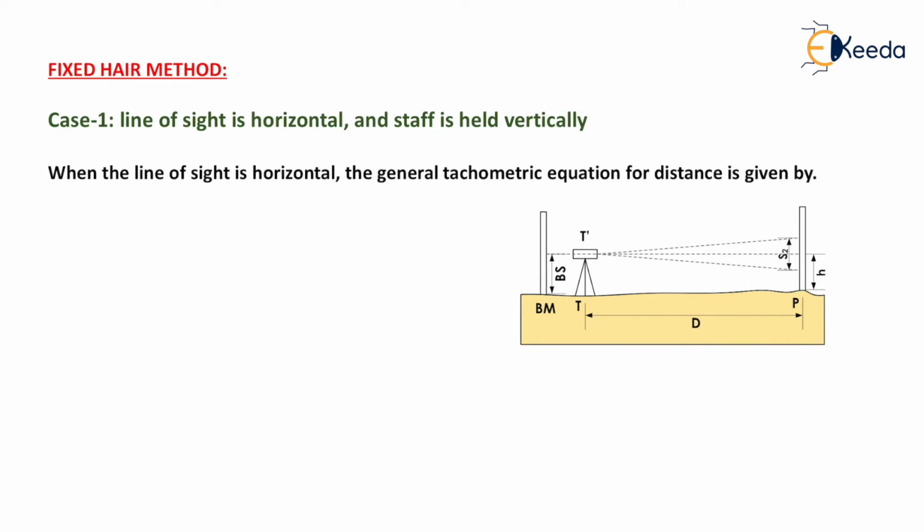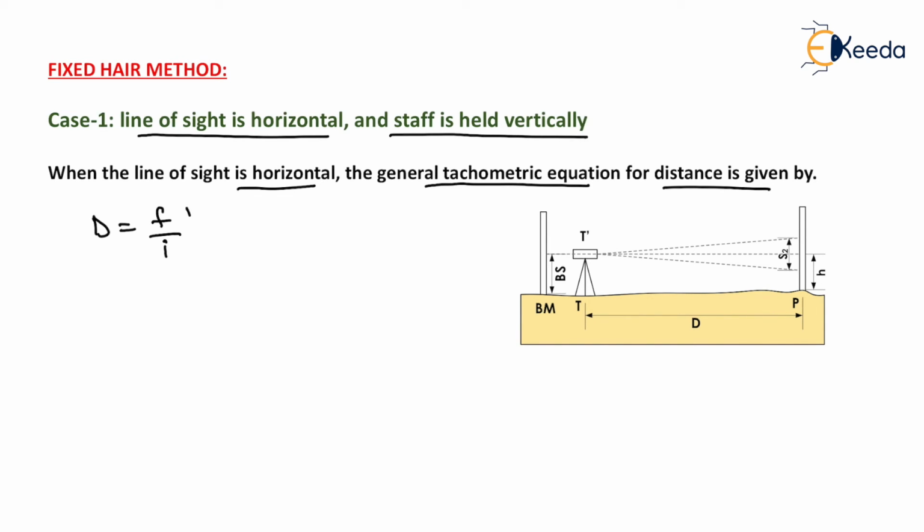We can move to the cases of fixed hair method. Our first case is when line of sight is horizontal and staff is held vertically. Whenever the line of sight is horizontal and staff is held vertically, then the value of capital D will be equal to kS plus c, which we had computed earlier. Now, when line of sight is horizontal, the general tachymetric equation for distance is given by D equals f upon i into S plus f plus d, and it will be equal to kS plus c.